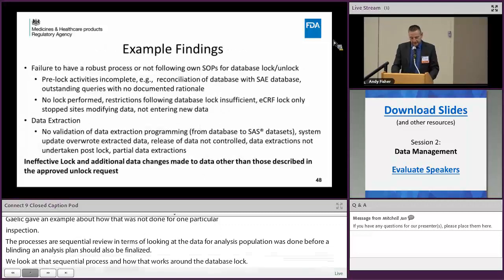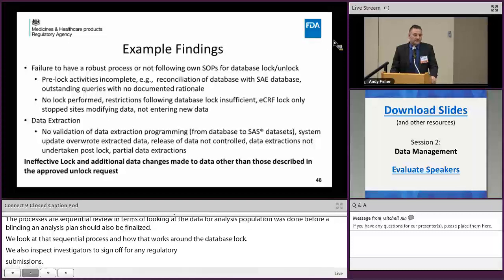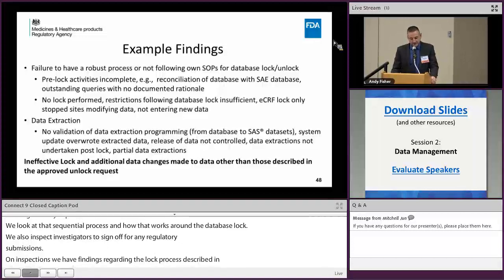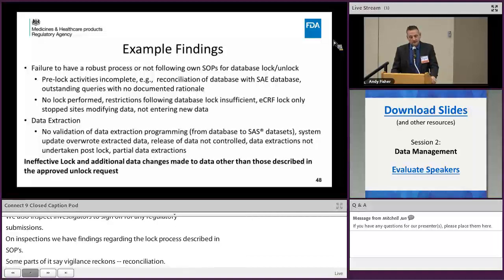So on inspections, we have findings regarding the locking process described in SOPs not being followed. So some parts of it, say pharmacovigilance reconciliation, haven't been completed. And it's been difficult to reconstruct all the activities.